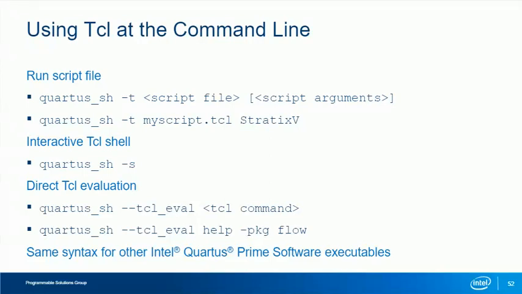this example. To run a script file, at the command prompt, specify the name of the executable followed by the -t option, the name of the script, and any arguments you may have. To start an interactive Tcl shell, simply specify the -s option with any of the executables. Use the exit command to exit from the interactive Tcl shell. Finally, for direct Tcl command evaluation, use the -tcl eval option followed by the command to evaluate. As an example here, the command I want to evaluate directly is help-pkgflow.